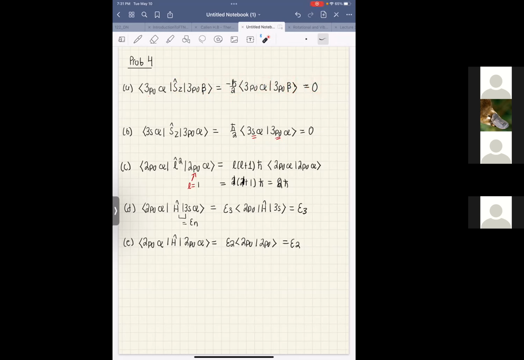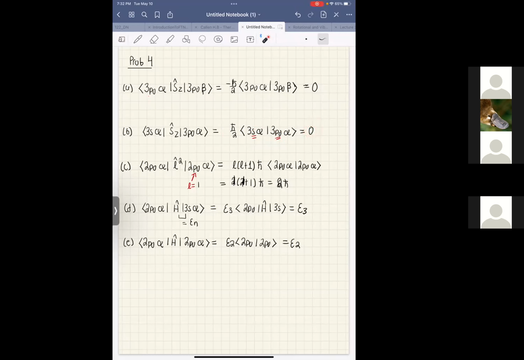And this is basically almost the same thing when you apply this for the spin up part. So when you apply it, you have h bar over 2, and because it's spin up, it will be positive. But these two are orthogonal because you have a p orbital and an s orbital, which have different eigenvalues, making them orthogonal, which will be equal to 0.